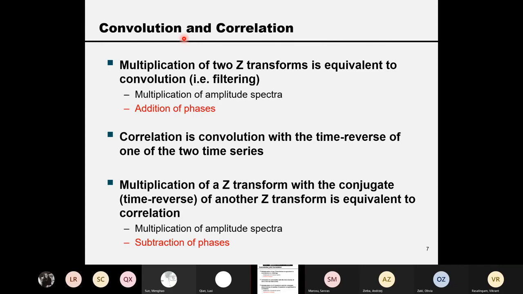In the frequency domain, the convolution is simply a multiplication of two complex values, right? And for the correlation, in the Z transform domain or Fourier transform domain, it is the Z transform of one time series multiplied by the conjugate of the second Z transform. So this is different.